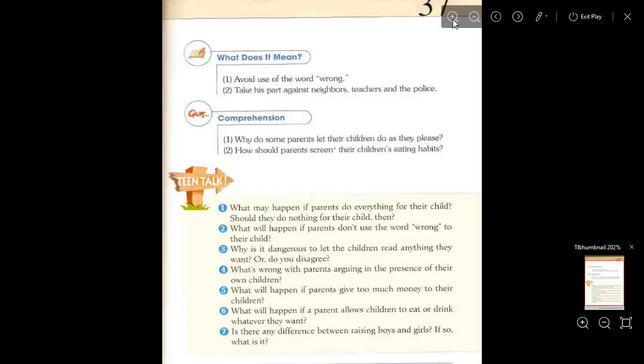Number three is, wait. It's okay. Number three is, why is it dangerous to let the children read anything they want? Or do you disagree? Do you understand the question? I will not explain more. Yes. Okay, why is it dangerous to read everything they want?